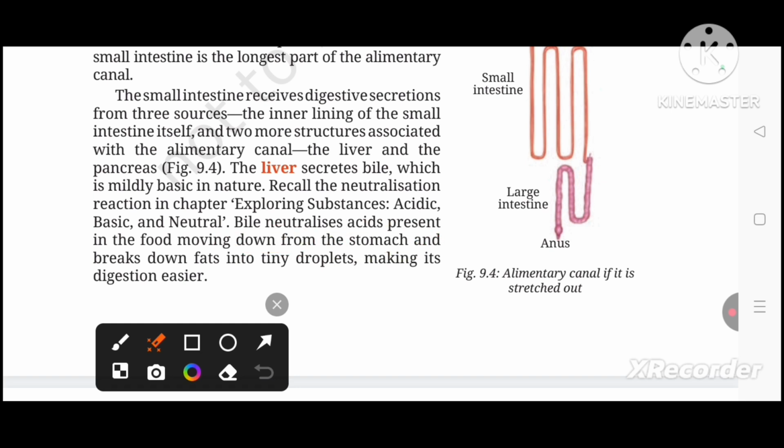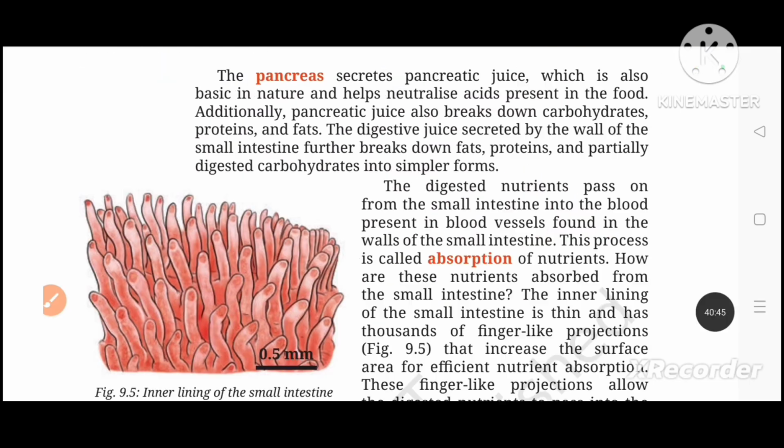As we know, the food in the stomach has a large amount of acid. This acid gets neutralized because of the mildly basic bile, which mixes with the acid as the food moves down from the stomach. Bile also breaks down fat into tiny droplets, making digestion easier. Here the alimentary canal is stretched out: this is the large intestine and this is the small intestine.